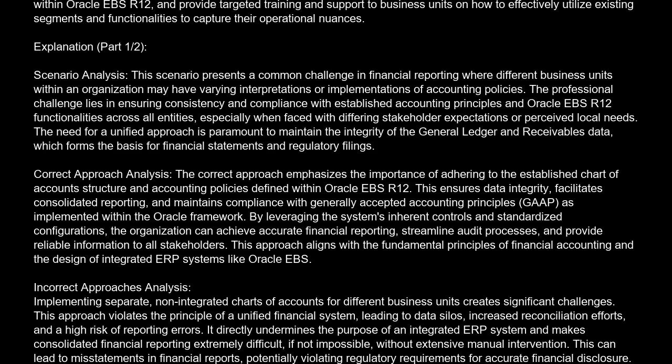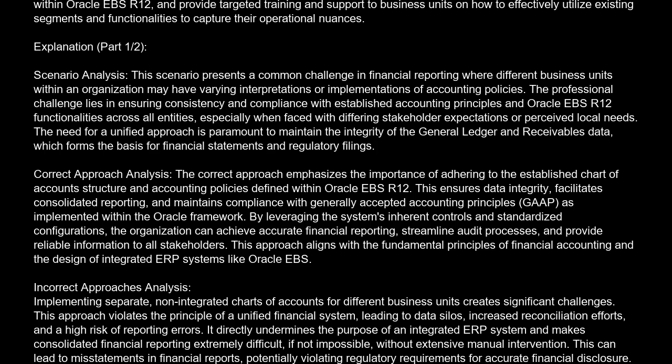Correct approach analysis. The correct approach emphasizes the importance of adhering to the established chart of account structure and accounting policies defined within Oracle EBS R12. This ensures data integrity, facilitates consolidated reporting, and maintains compliance with generally accepted accounting principles, GAAP, as implemented within the Oracle framework. By leveraging the system's inherent controls and standardized configuration, the organization can achieve accurate financial reporting, streamline audit processes, and provide reliable information to all stakeholders. This approach aligns with the fundamental principles of financial accounting and the design of integrated ERP systems like Oracle EBS.